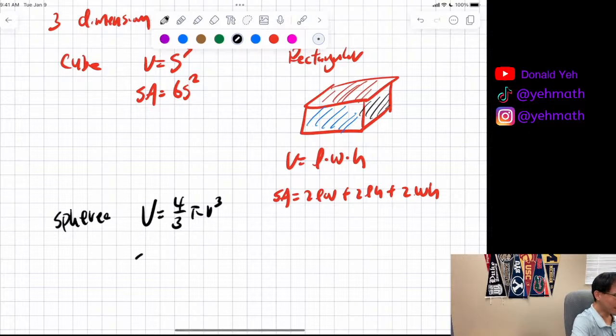Okay, can you guess what the surface area is? I'm going to tell you using calculus. It'll help you. Is it the derivative? Yeah, so it's 4 pi r squared. Just take a derivative of that. That's a calculus idea.